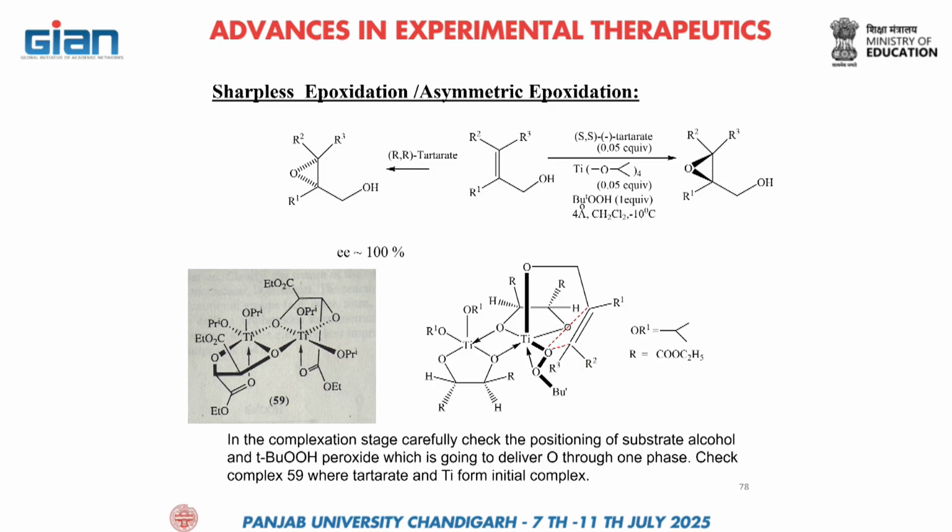Now what happened? What is your substrate? Allyl alcohol, it is coming to that complex. Who is going to give oxygen to the allyl alcohol? You use tertiary butyl hydroperoxide. Peroxide means it has an extra oxygen, so it is going to deliver the oxygen.